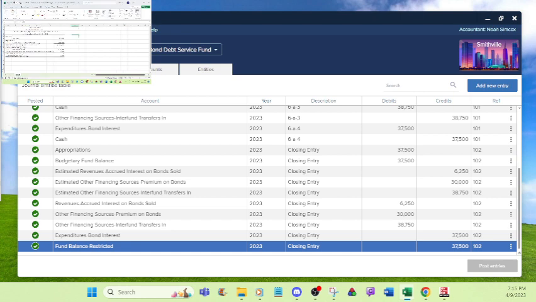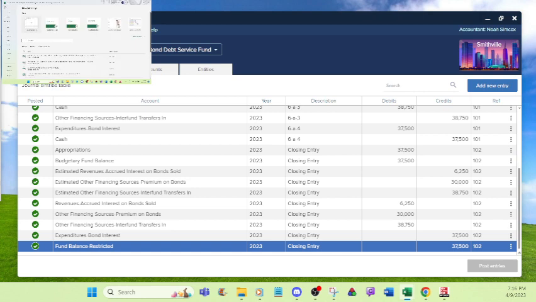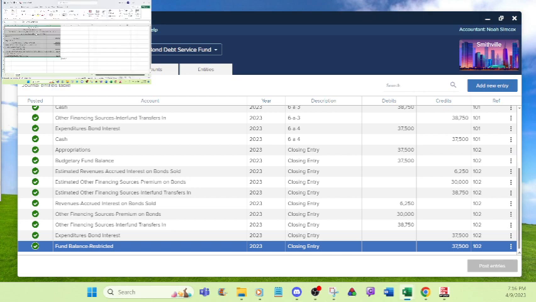Here's the statement of revenues and expenditures and changes in fund balance. Why would they call it this giant long title? Can't you just call it an operating statement, or an income statement? Seriously. Yep, that makes sense.